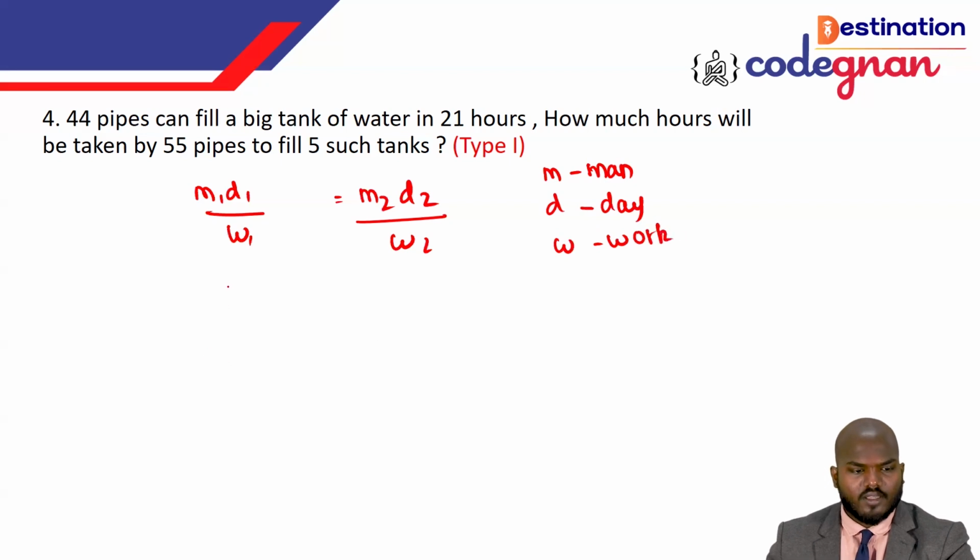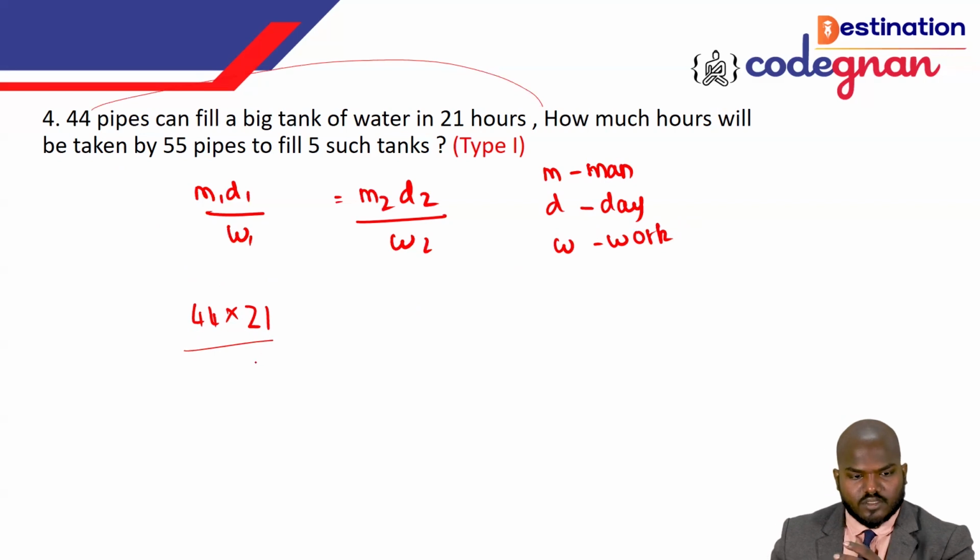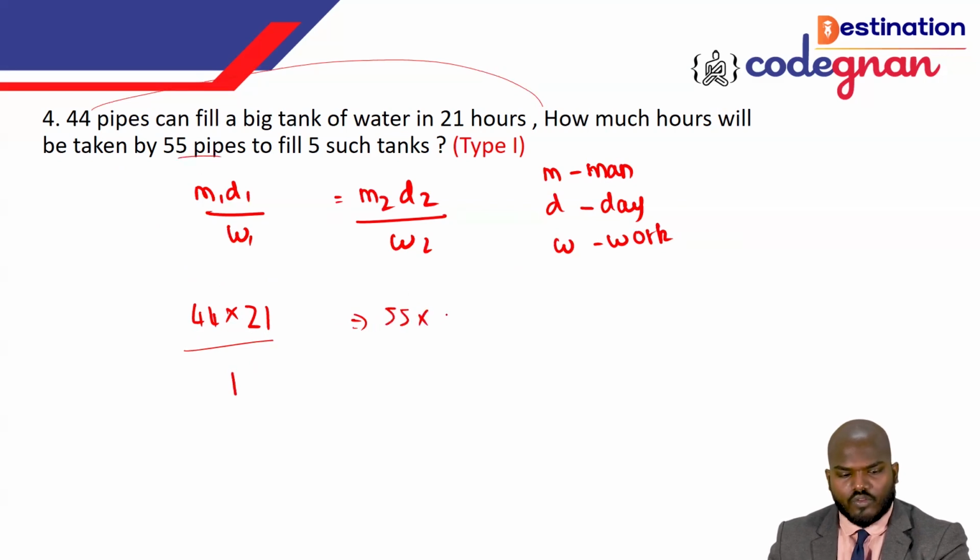Here, M is 44. Day one we can call 24 hours, so the 44 pipes can fill the tank in 24 hours. W1 means how many works: there is only one tank, so it is 1. The next one is 55 pipes as the men, and day two we don't know the value, but they have given the number of tanks, that is 5 tanks. If you cancel this, guys, we will get the value 11.